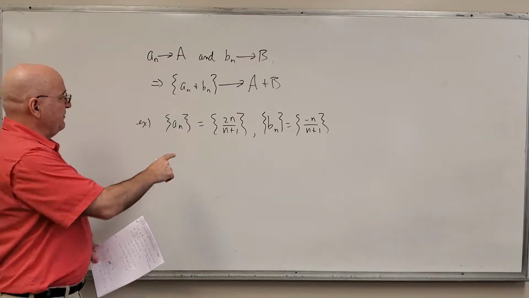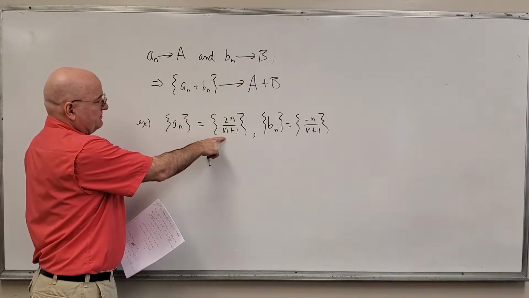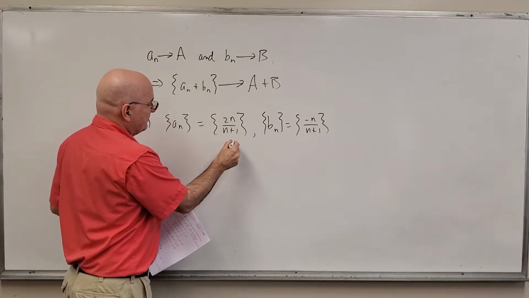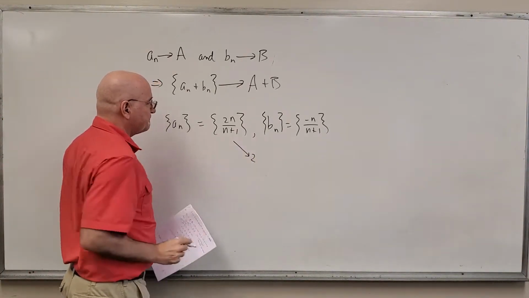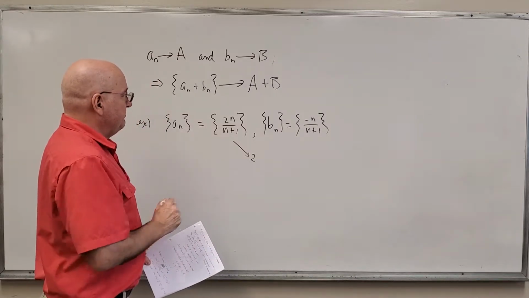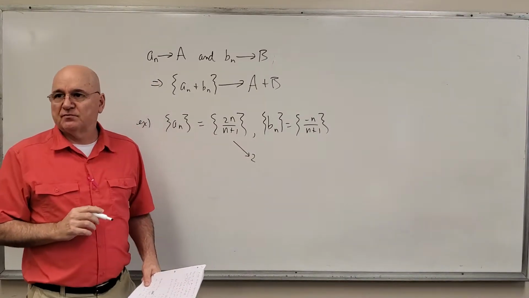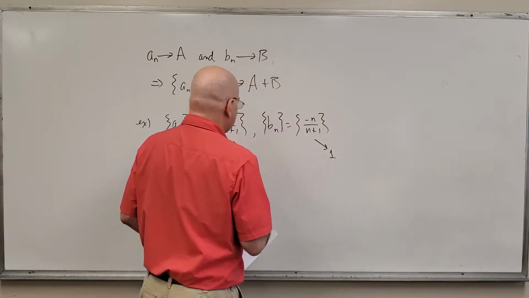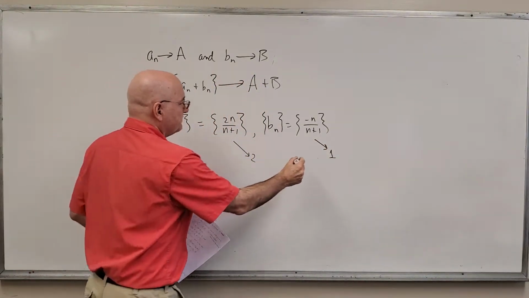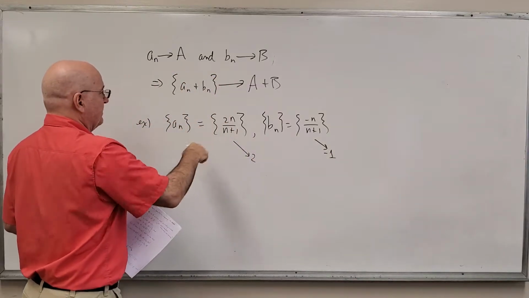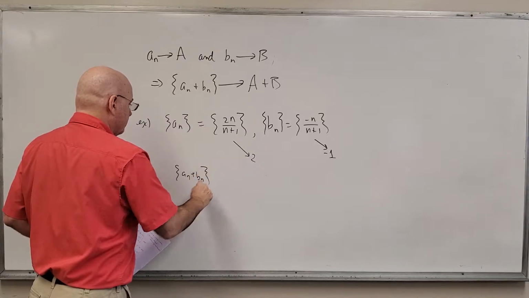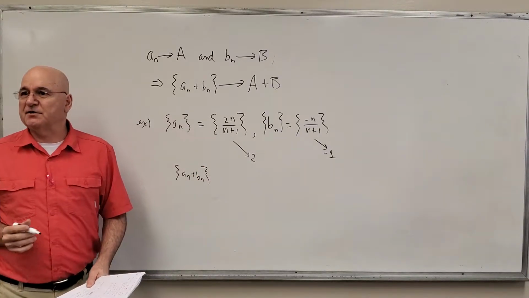Let's first use the theorem. What does this sequence converge to? Do we remember? 2. Yeah, we did one similar to this earlier. That converges to 2. And b_n would converge to negative 1. So we expect this sequence, when we add them together, to converge to 1.